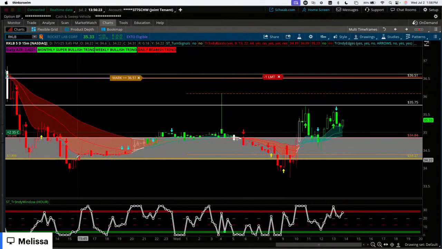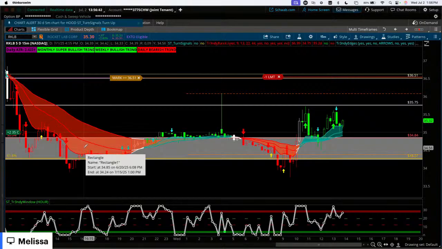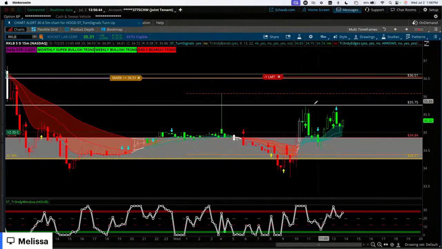All right. So right here is where we reclaimed the golden pocket. And then we made higher lows in here. And that's where I went ahead and entered full allocation on the trade. And of course, have trimmed now.